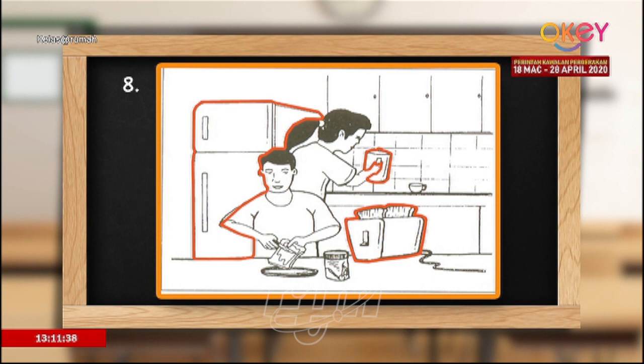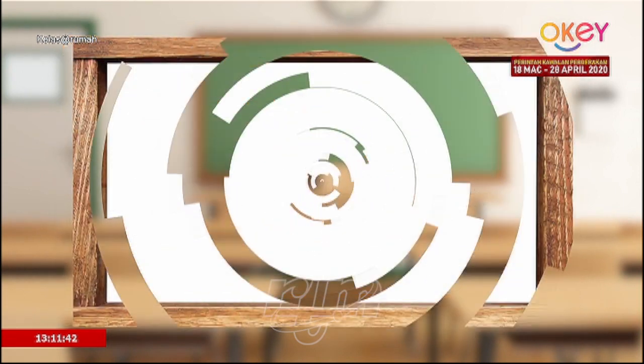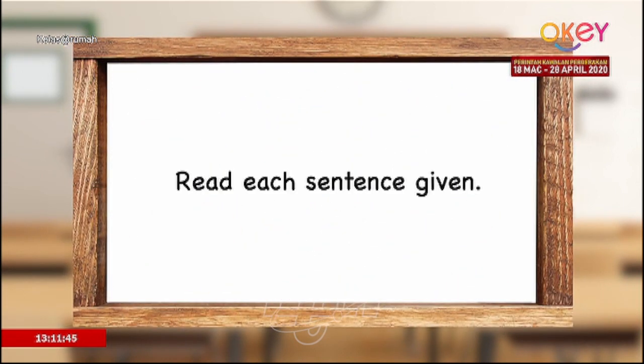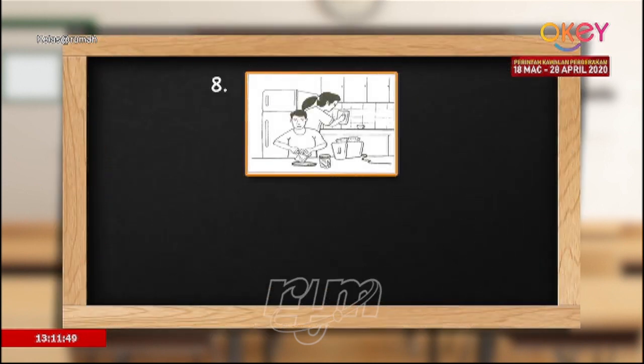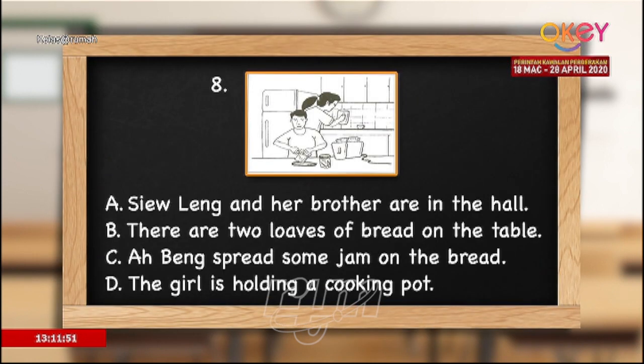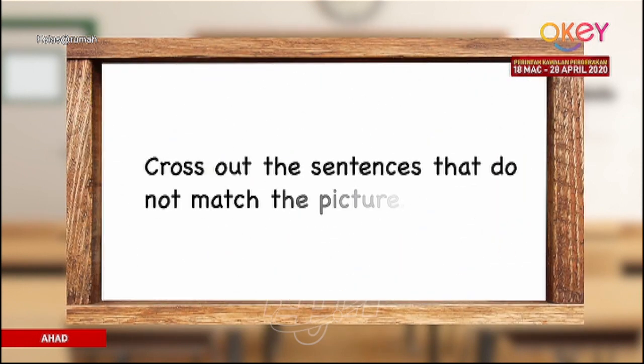Pay close attention to what the people are doing and what they are holding. Read each sentence given. Now read and understand the sentences given. A. Siu Ling and her brother are in the hall. B. There are 2 loaves of bread on the table. C. Abang spread some jam on the bread. D. The girl is holding a cooking pot. Cross out the sentences that do not match the picture.